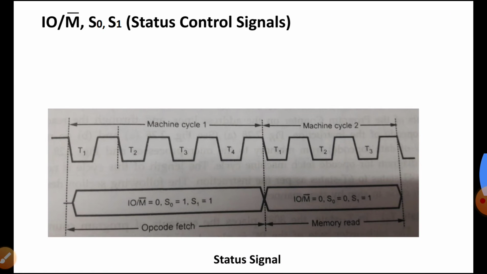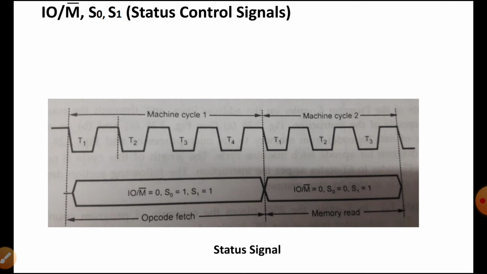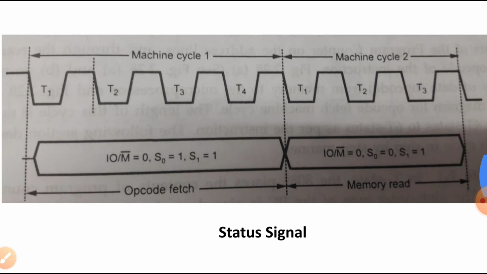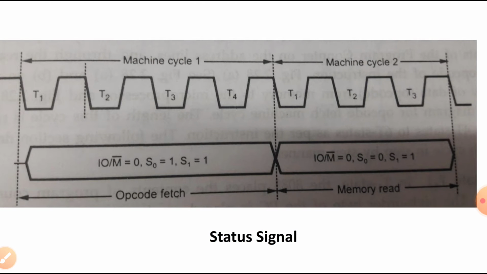Then we have certain status signals. These signals are called status signals because they represent the status, that is, what kind of operation is being performed, and it is a combination of signals. It consists of IO/M (input output oblique memory), S0 and S1. These signals decide the type of machine cycle to be executed, and they are activated in the beginning of T1 of the machine cycle and remain active till the end of the machine cycle.